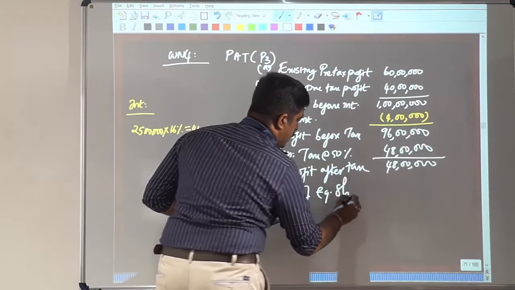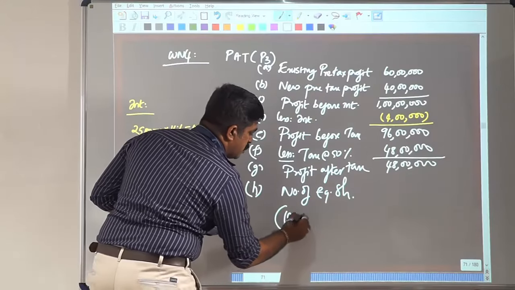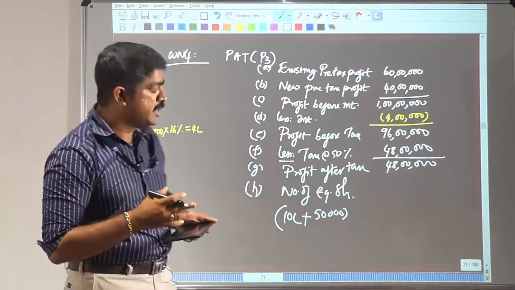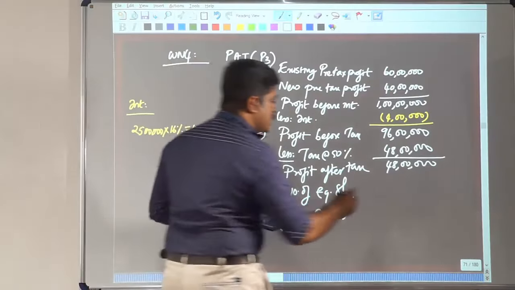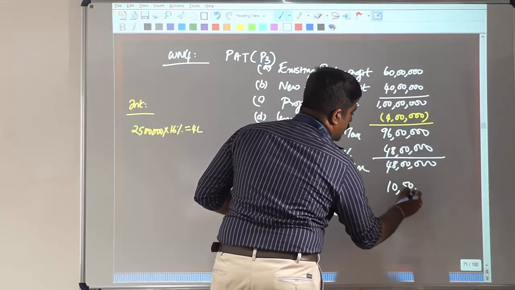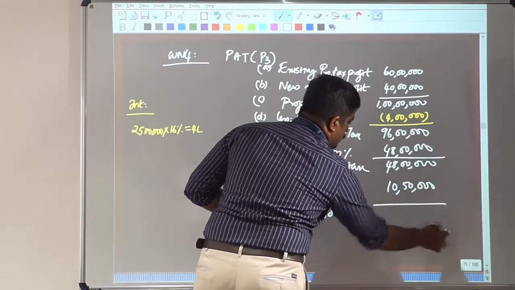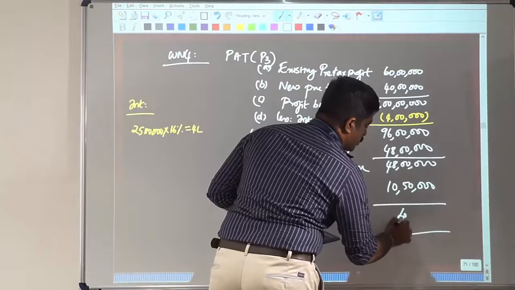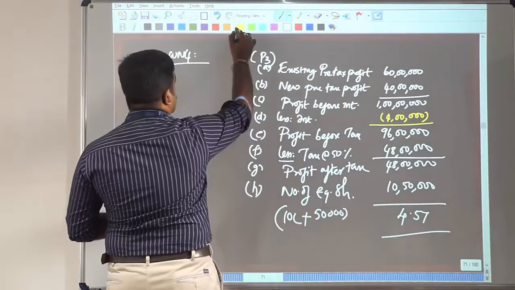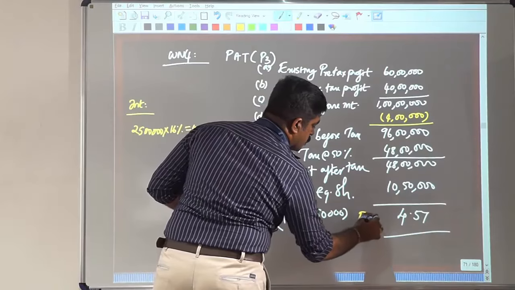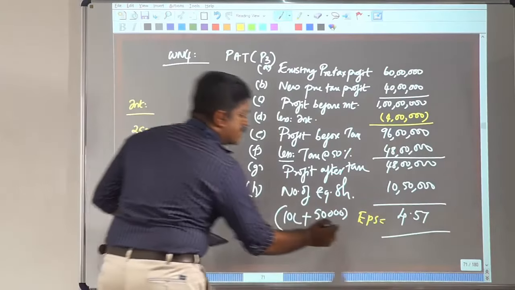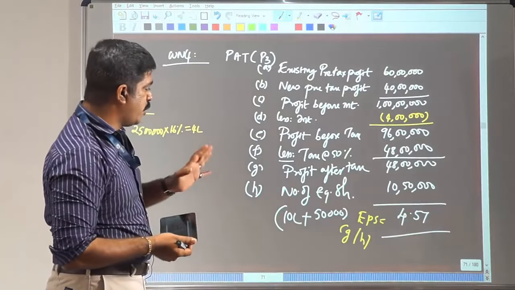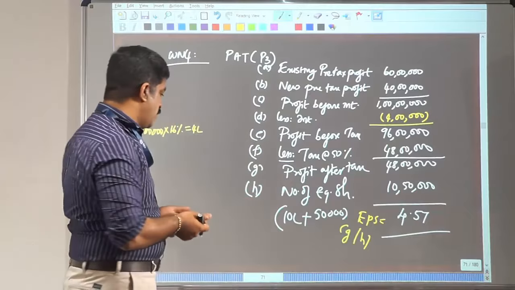Item H, number of equity shares. And we know that they already have 10 lakh plus they have to issue 50,000 shares, and we have already calculated in working note 1 that the number of shares is going to be 10 lakh 50,000. So 48 lakh divided by 10 lakh 50,000 would work out to 4.57. So this is going to be the EPS. EPS is going to be item number G divided by H. It is 4.57.